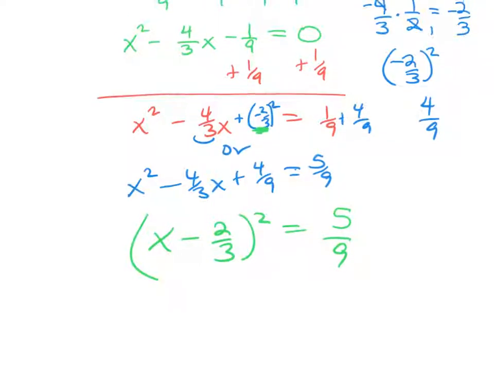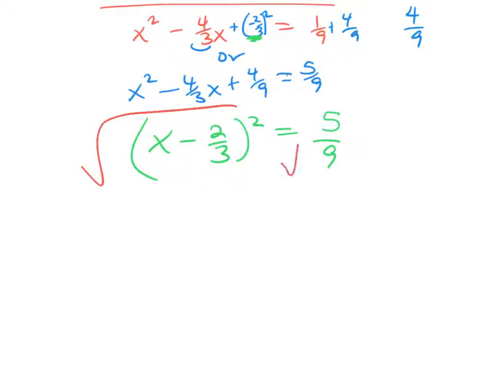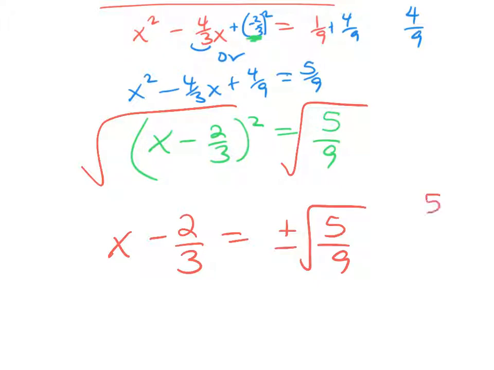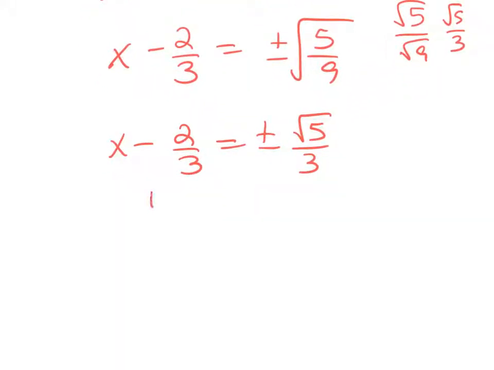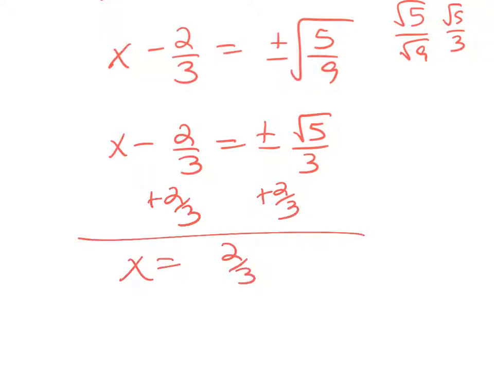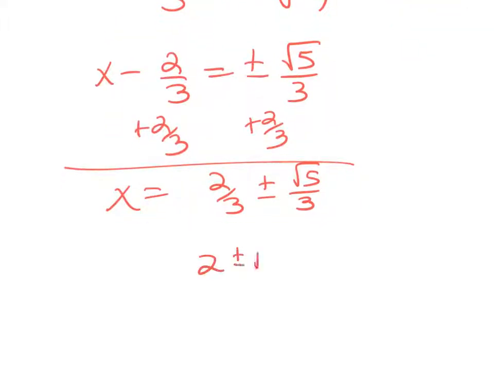I now apply the square root method. X minus 2/3 is equal to plus or minus the square root of 5/9. Again, I can give each one its own radical. This would simplify into square root of 5/3. And now I need to move the 2/3. So I would add 2/3. So x is equal to 2/3 plus or minus square root 5/3. Again, if you want to show this with just 1/3 in the denominator, you can do that also.